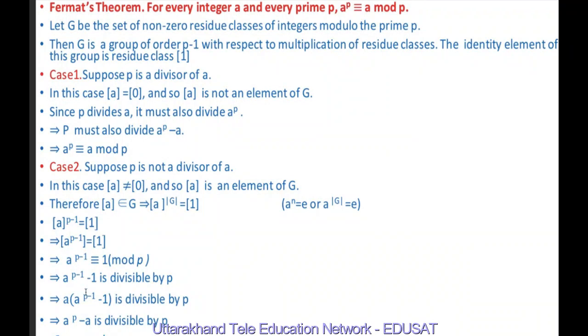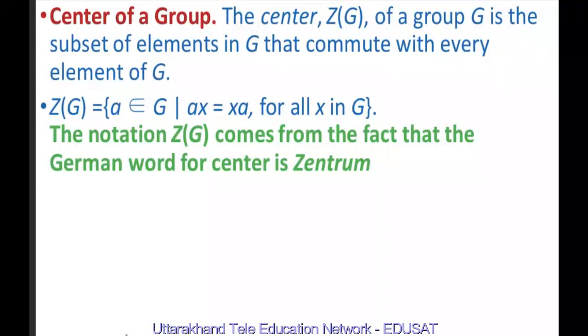And this implies if we multiply a raised to p minus 1 by a, then also it is divisible by p. And a into a raised to p minus 1 is nothing but a raised to p minus a, and this is also divisible by p. It means a raised to p is congruent to a mod p.